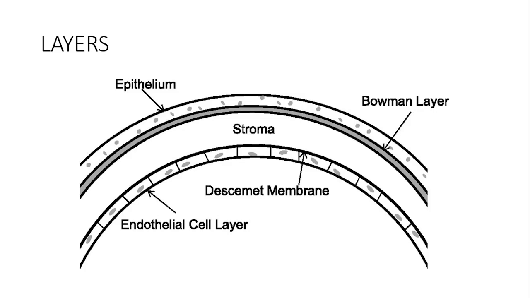Talking about how the cornea gets its glucose. Number one, it gets glucose from the aqueous humor. It's clear this is the aqueous humor area. Number two, it gets it from the precorneal tear film.